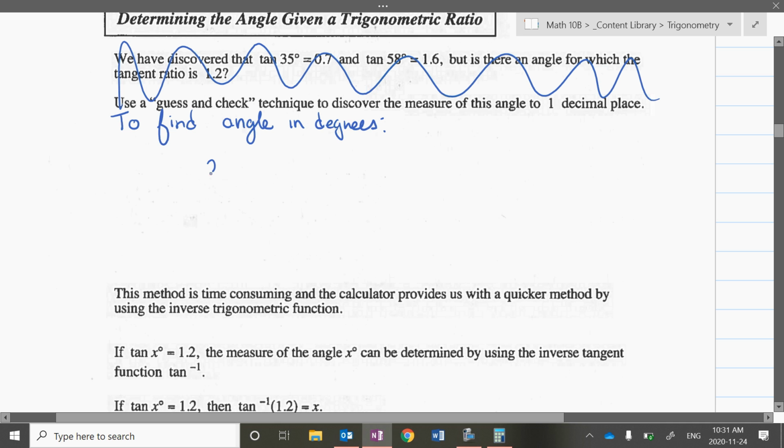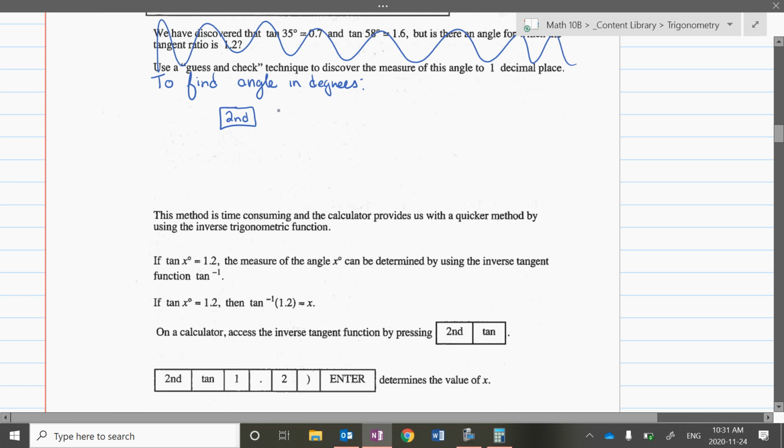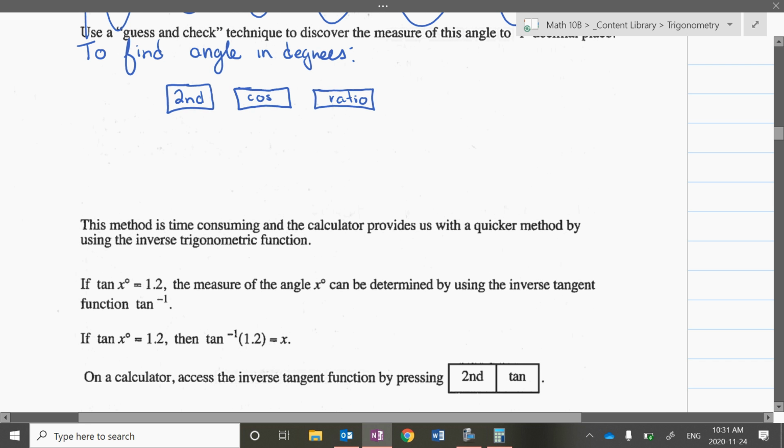You're going to press the second button, and then you're going to press your trig ratio, so it'll be cosine, sine, or tan. And then you're going to enter in the ratio. So what does this mean? We'll go through an example. If you were given tan of x is equal to 1.2, the question would say find the angle.